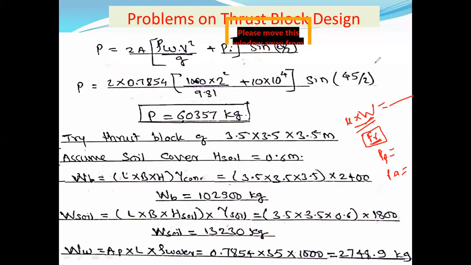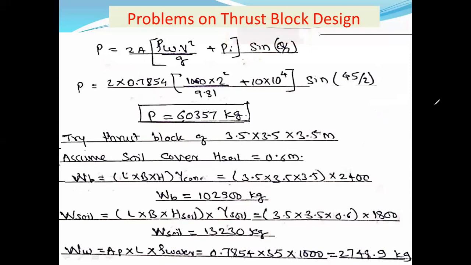First, find out this capital W. If you have calculated, put your answers in the chat box. Do it fast. Less time is remain there. Do this calculation and find out the capital W. Total weight, that is capital W is equal to capital WB plus W soil plus WW.